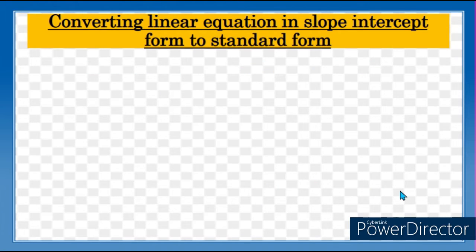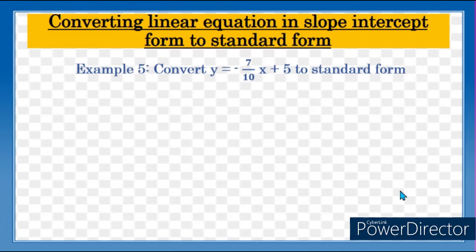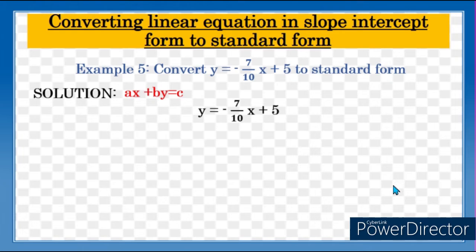Okay? So, next example, we need to convert y is equal to negative 7 over 10x plus 5 to standard form. Okay, so next, we need to multiply by 10. So if we multiply it by 10, ang magiging equation po ngayon natin dyan ay 10 times y is equal to 10y. And then, cancel po natin ito. So, maiwan na lang dyan ay negative 7x. And 5 times 10 is equal to 50.